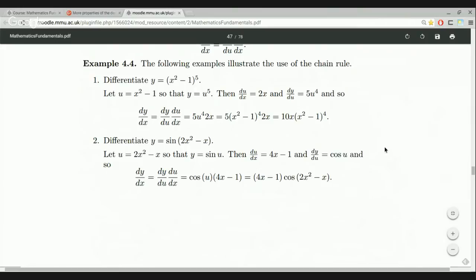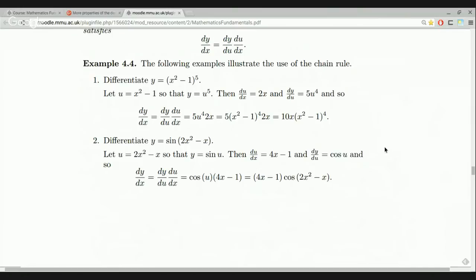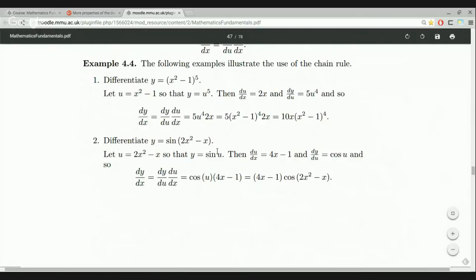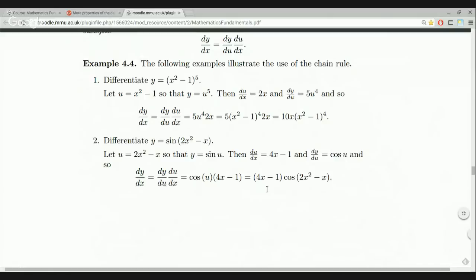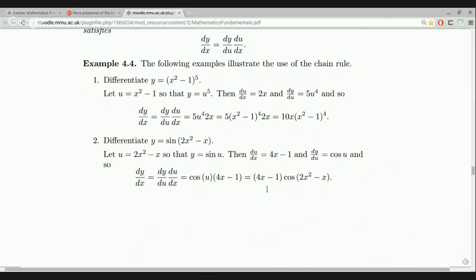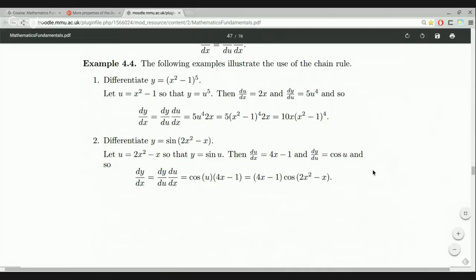It's a cosine of 2x squared minus x, and then that must be multiplied by the derivative of the next function in the sequence of compositions. The next function in the sequence of compositions is the inner function 2x squared minus x. And that has the derivative 4x minus 1. So the 4x minus 1 multiplies the cosine of the 2x squared minus x. So those are a couple of examples of operating the chain rule.